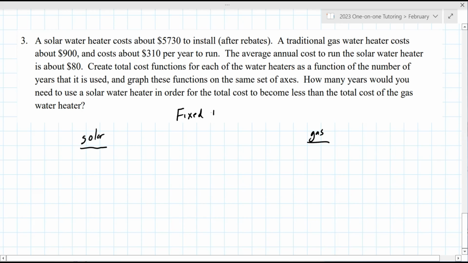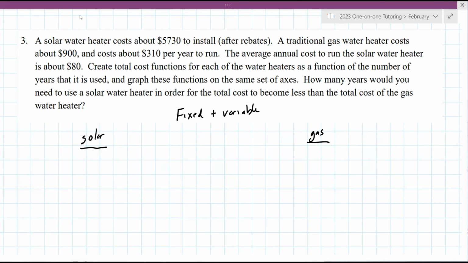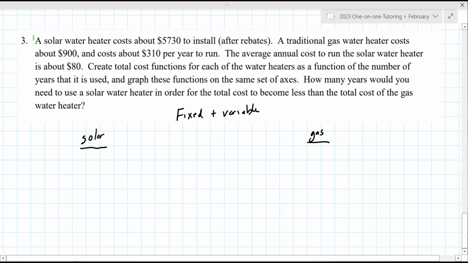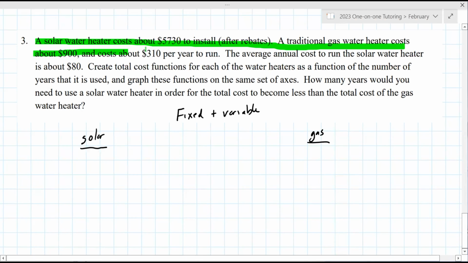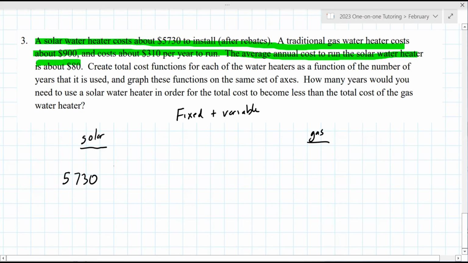It's always the fixed, like the one-time cost, plus the variable cost. So can you give me the equation of the cost for either the solar or the gas heater based on those first two sentences? The solar would be 5,730. Oh, wait a minute, hold on. That's the fixed cost. That's true. Gas is 900 fixed cost.